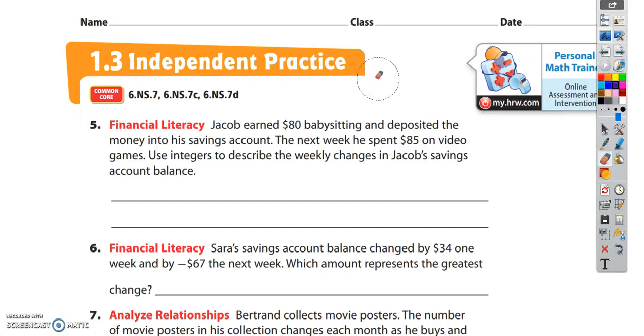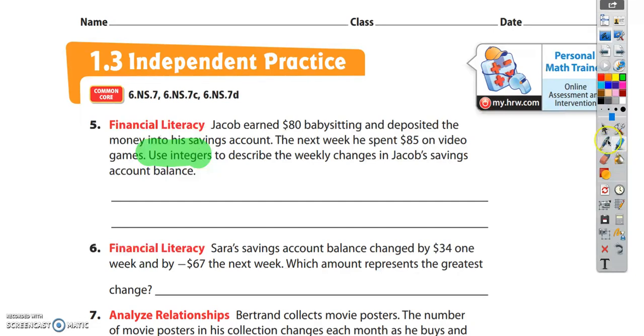First question, number 5. Financial literacy. Jacob earned $80 babysitting and deposited the money into his account. The next week he spent $85 on video games. Use integers, plural, to describe the weekly changes in Jacob's savings account.